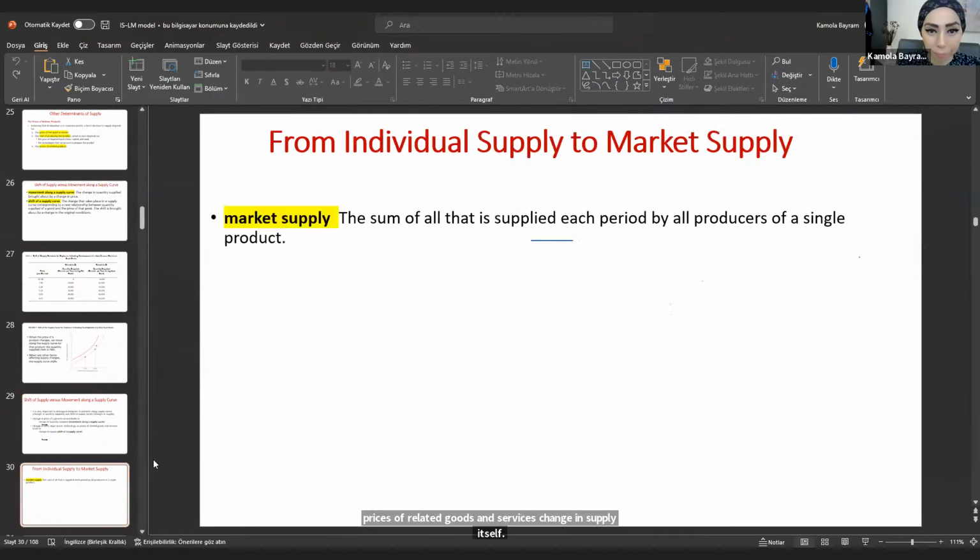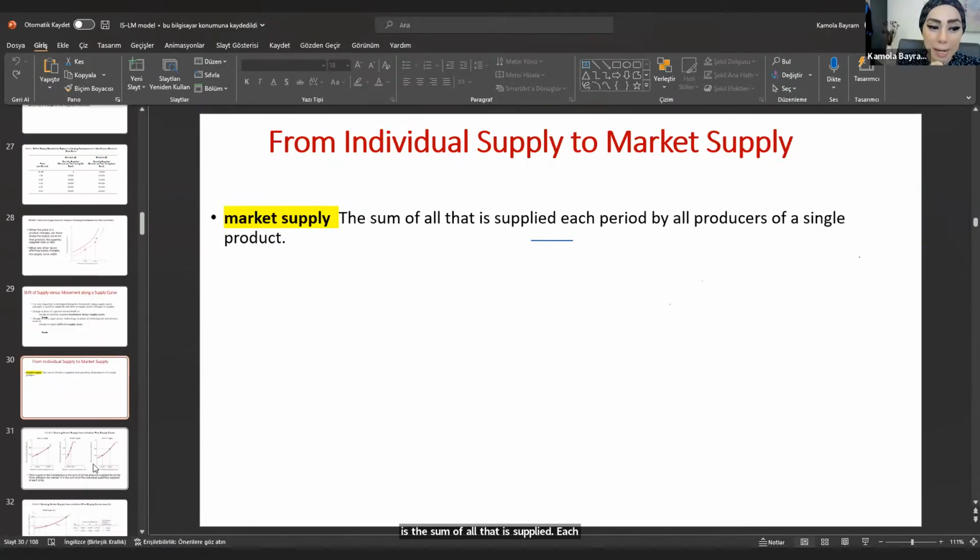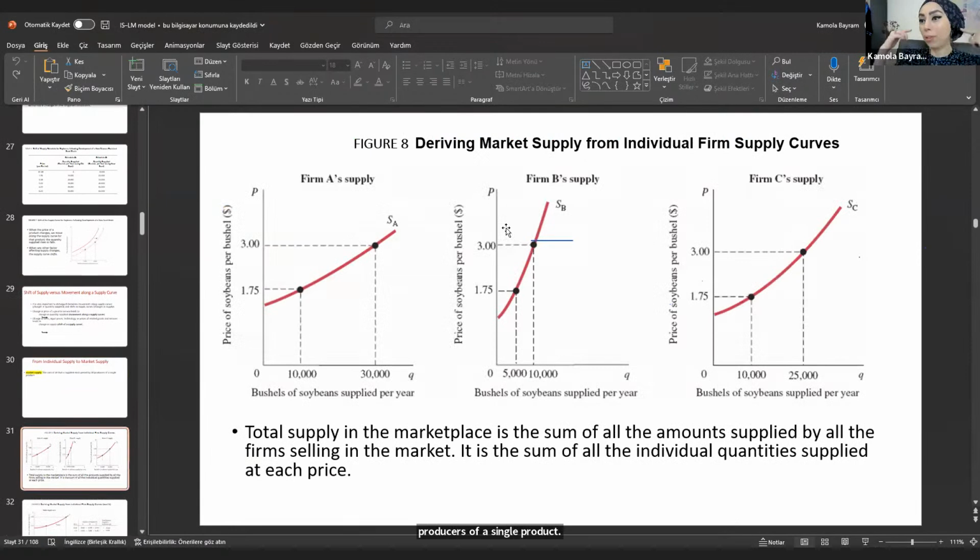So here, a market supply is the sum of all that is supplied each period by all producers of a single product. It is the same as what we did for the market demand. So I have 3 firms. I want to understand, for example, in one community economy, what is the supply of coffee beans? Or what is the supply of palm oil? Or what is the supply of cotton, or whatever goods that economy is producing?